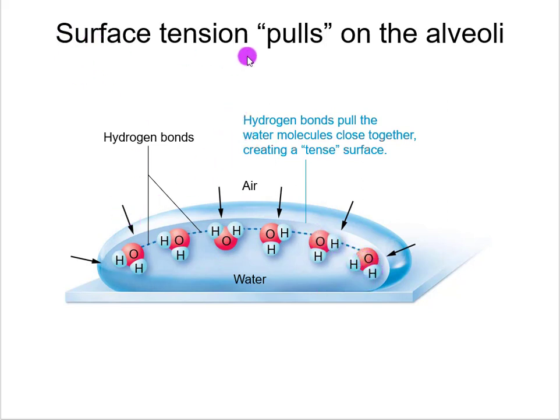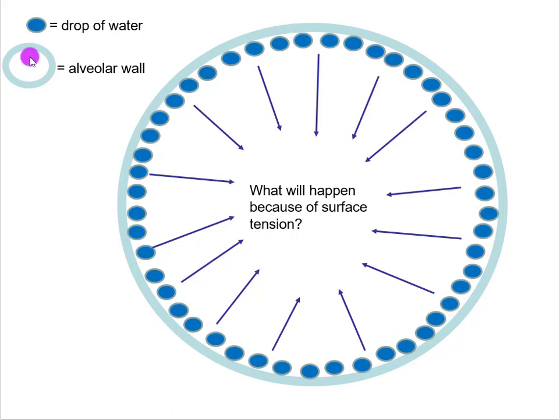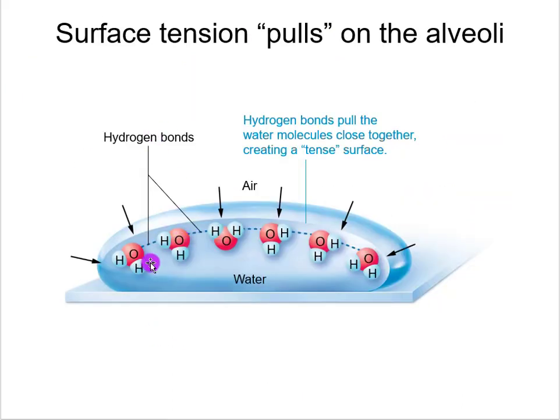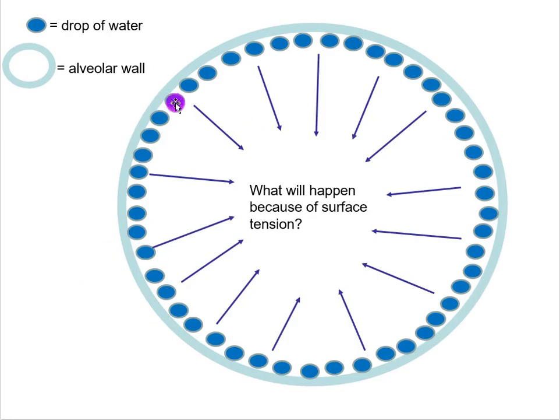I wrote here surface tension pulls on the alveoli. Let me show you what that looks like. I want you to imagine a big balloon here again. There's your big balloon. The thing in light blue, whatever color that is, is the alveolar wall. That is the alveolus. It's a single balloon. And these little blue dots that I drew all up in here, these are all water molecules, just like you saw here, but now I'm just representing them as a solid blue dot. What I want you to see is that all these water molecules are attracted to each other.